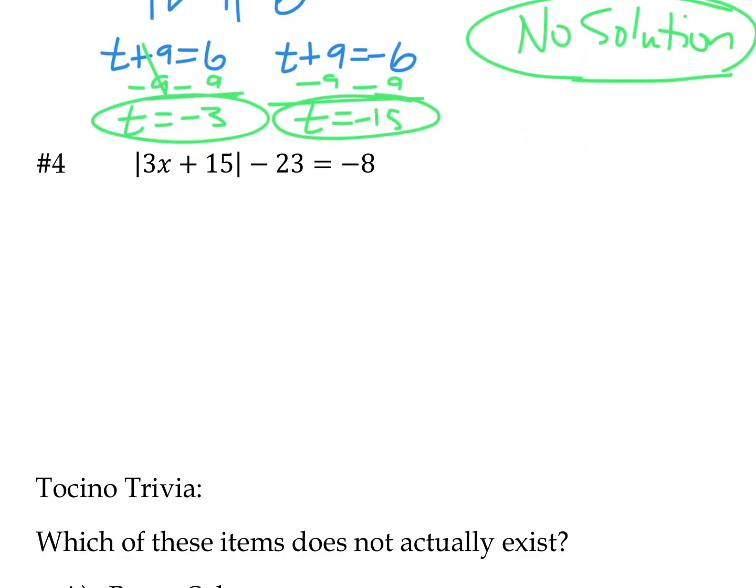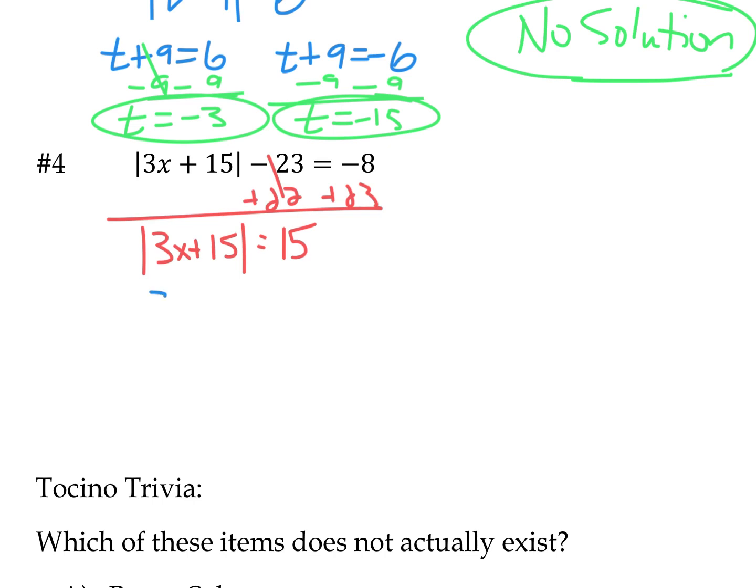So in this next problem, we can see equals negative 8. That's fine. We haven't gotten the absolute value expression by itself yet. So first we need to add 23 to both sides, and I have absolute value 3x plus 15 equals 15. Now I can solve this because I have the absolute value expression by itself equaling 0 or a positive, in this case a positive. So I can get my two equations. I would have 3x plus 15 equals 15, and 3x plus 15 equals negative 15.